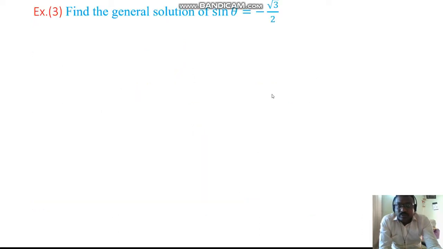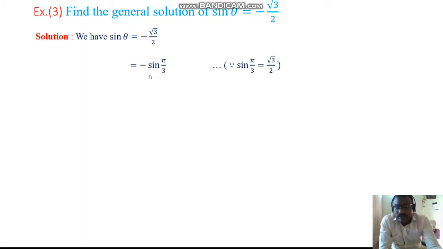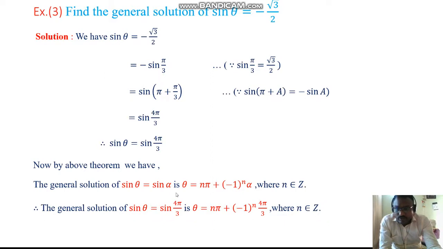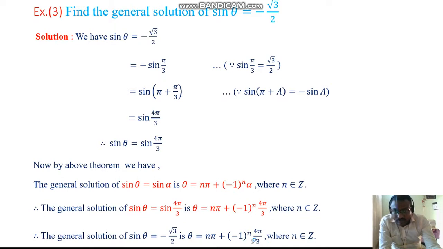Now the next example, we get for a minus value: sin theta is equal to minus sin pi by 3, and from the allied angle formula for the third quadrant, sin of pi plus A is equal to minus sin A. Therefore we can write minus sin pi by 3 is equal to sin of pi plus pi by 3. Therefore sin of 4 pi by 3, and we get sin theta is equal to sin alpha. And from the formula of the general solution of sin theta is equal to sin alpha, one can easily write it down.